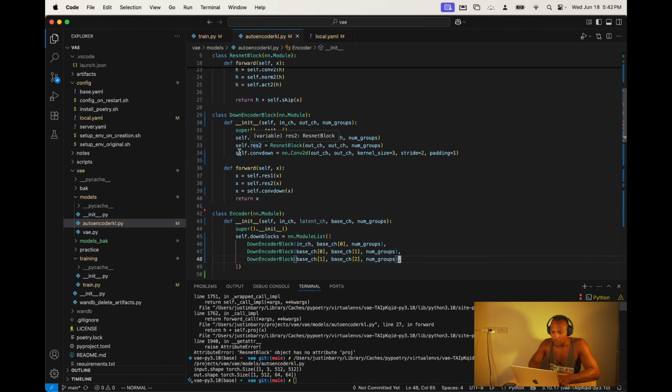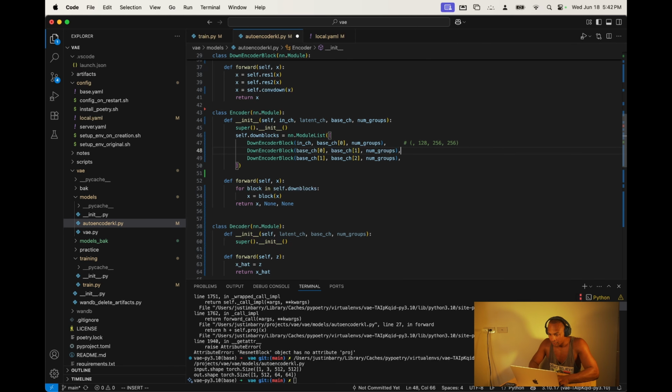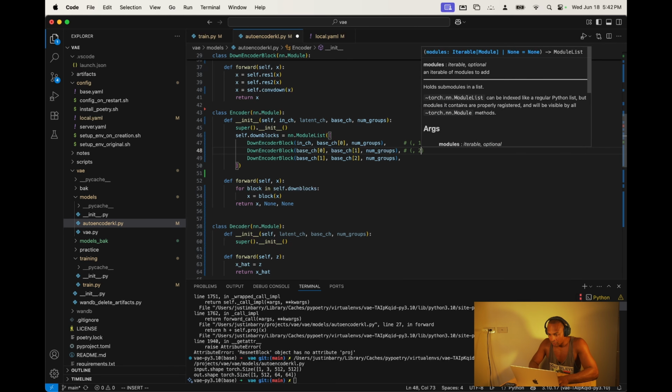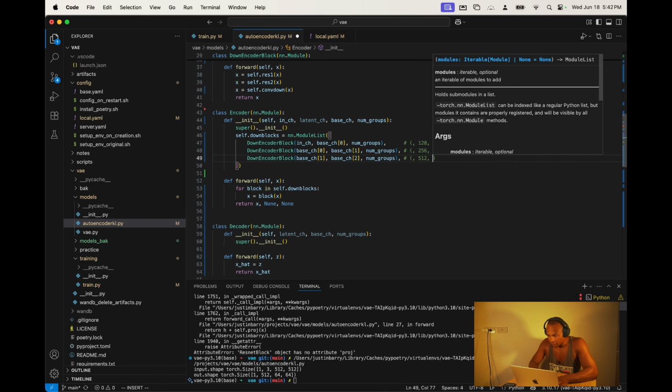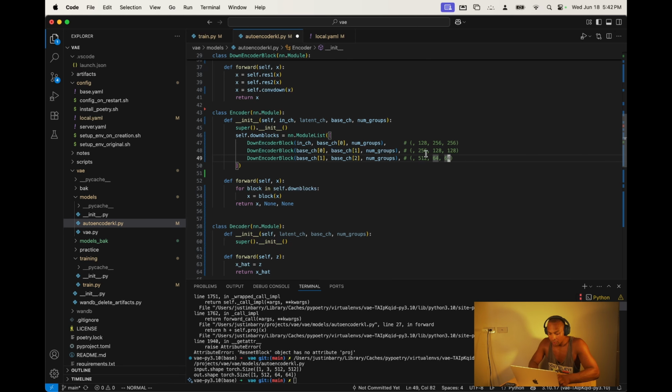Downsampling. So we're going from, this output's 128, 256, 256, 256, 128, 128, 512, 64, 64. I think I can get this done pretty quickly, so.